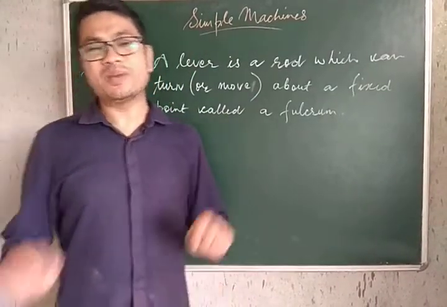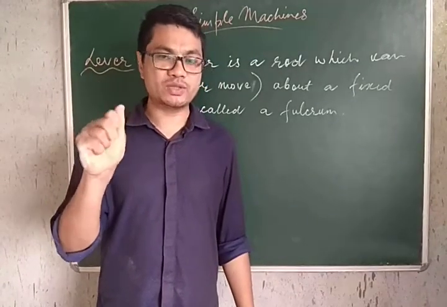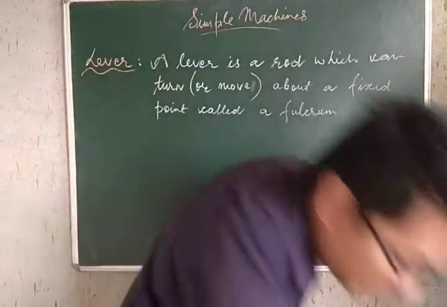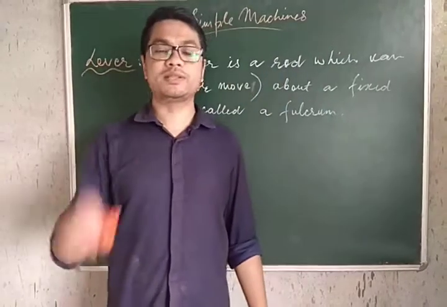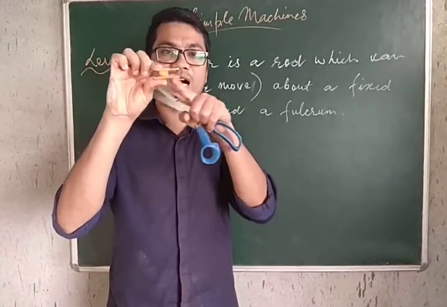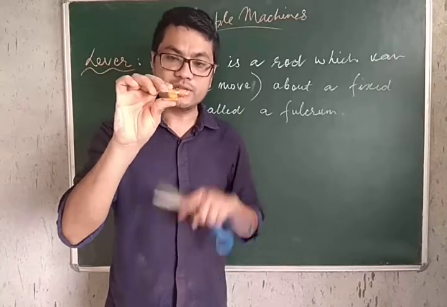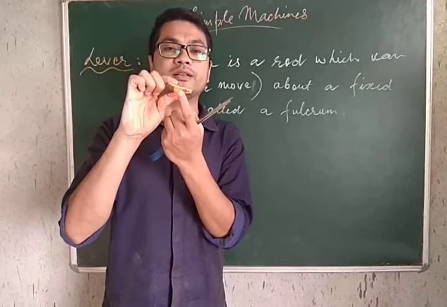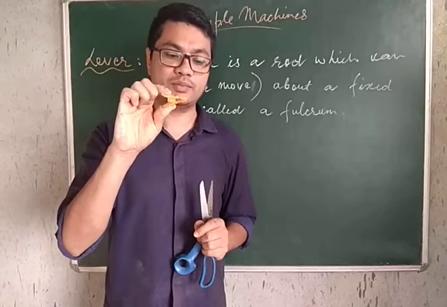A lever is basically a rod which can move about a fixed point, which can turn about a fixed point. Like for example, this clip here. So these ends or arms, so to say, of the clip are the levers which can rotate about these fixed points here. It can turn about this fixed point. So this fixed point is what is called the fulcrum.